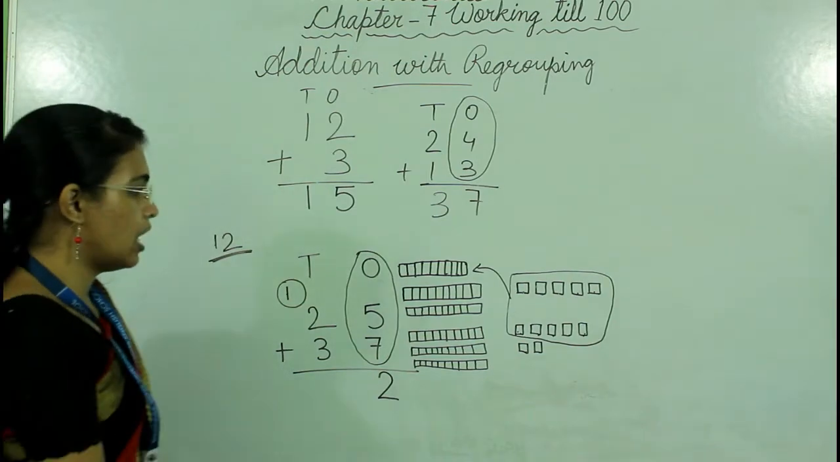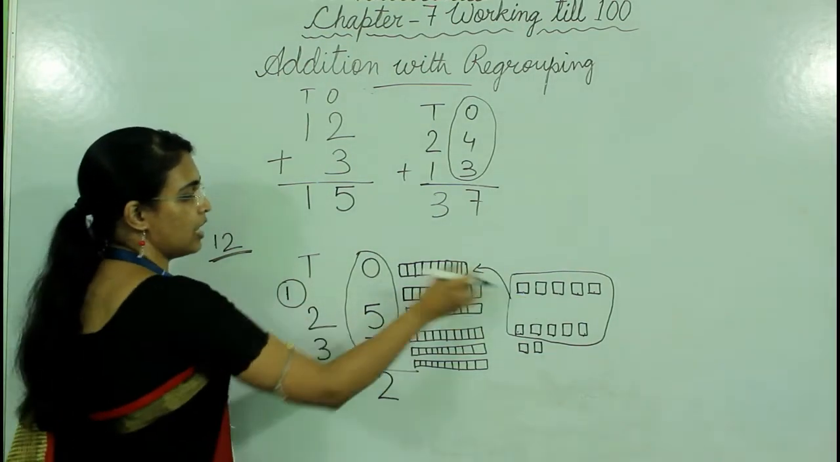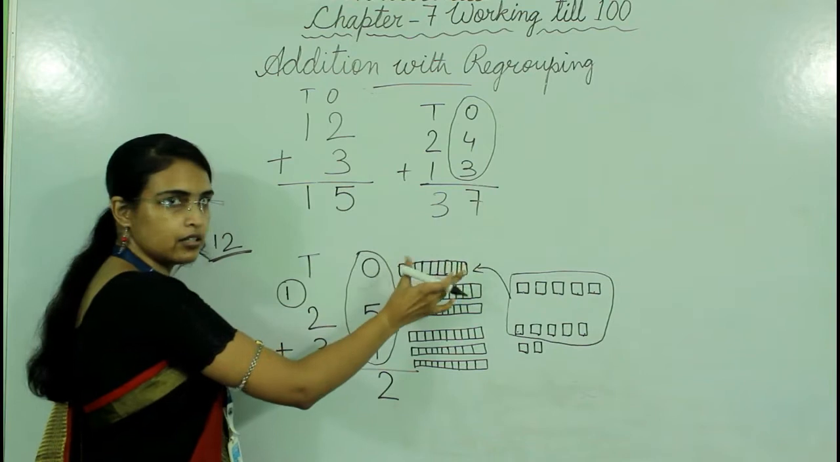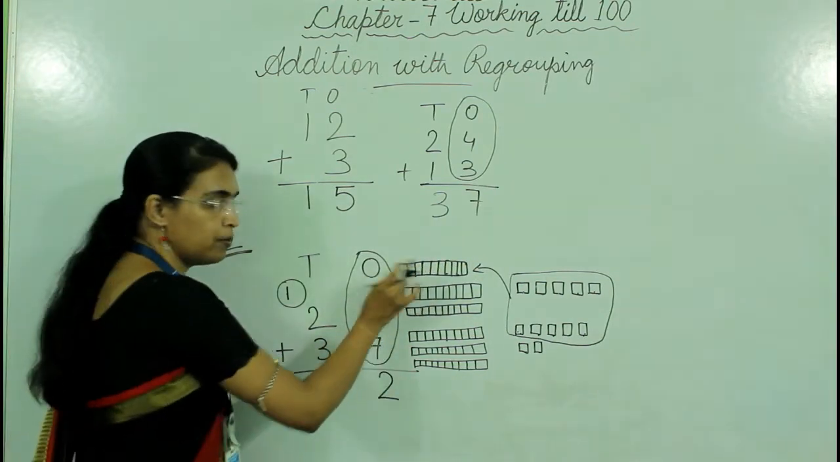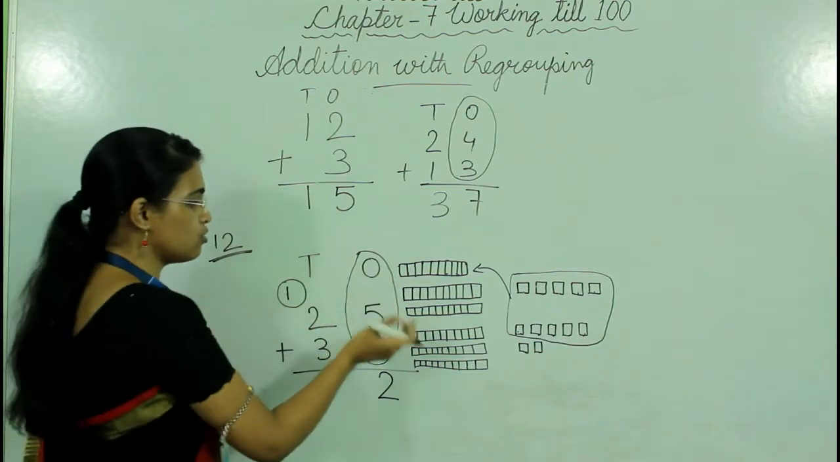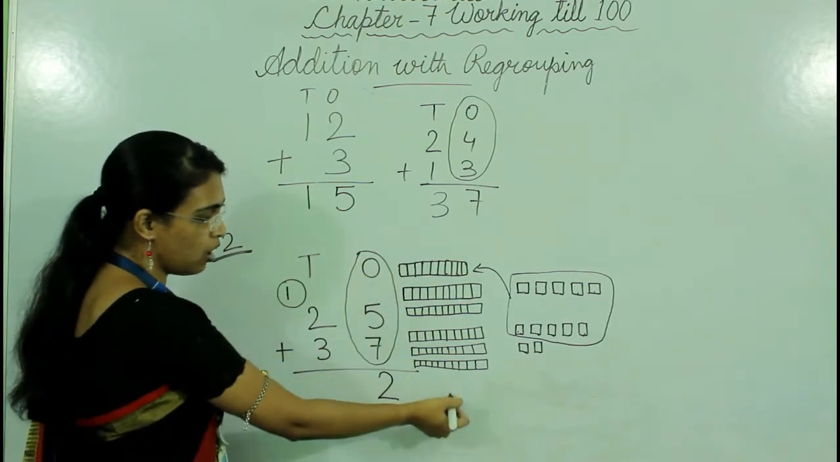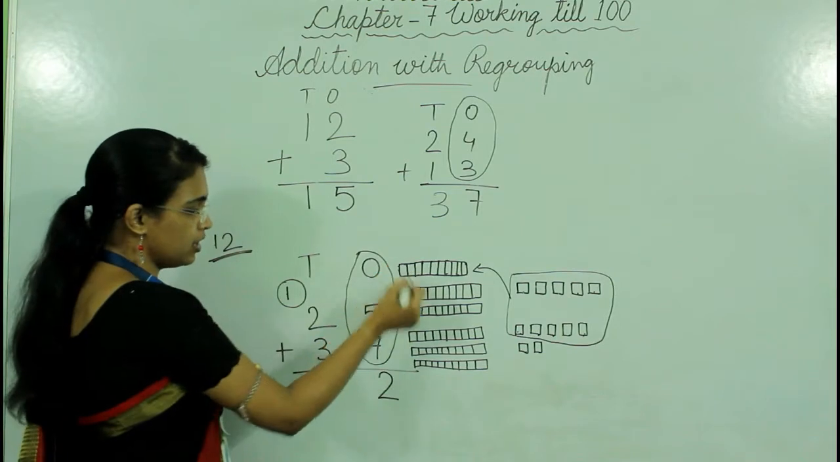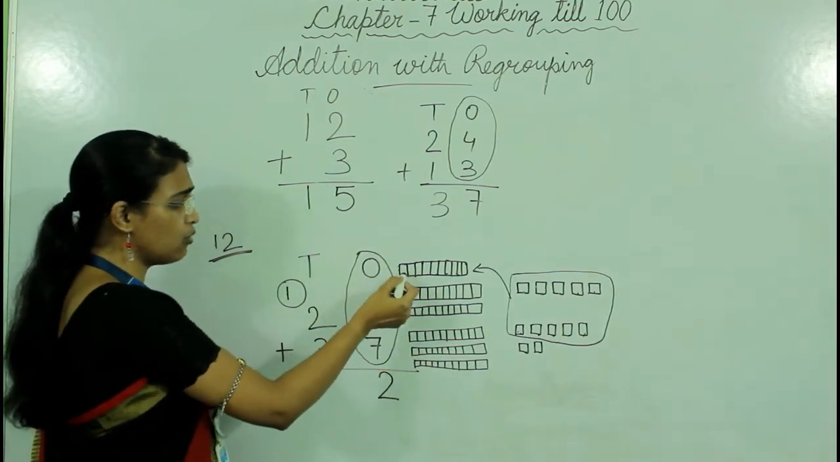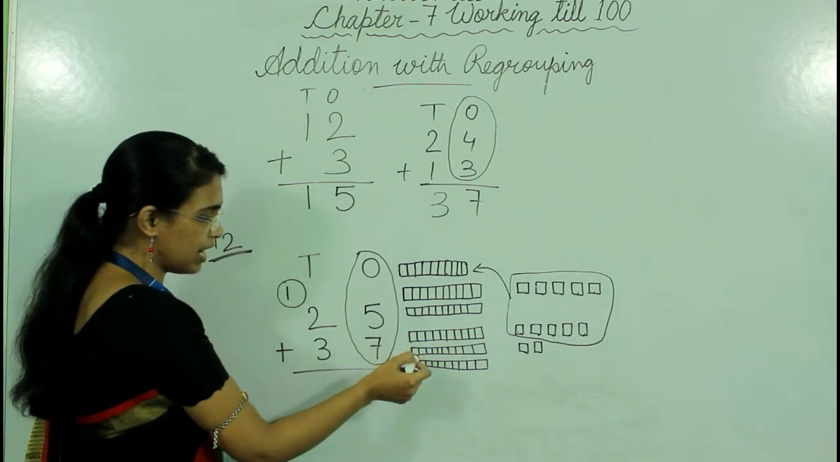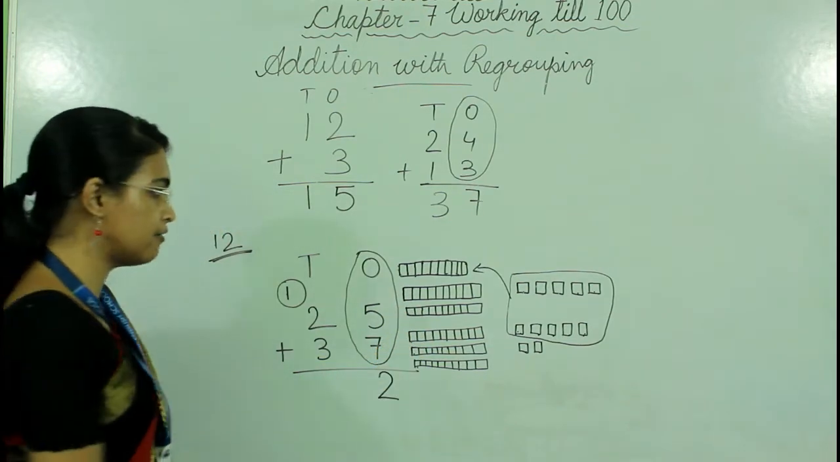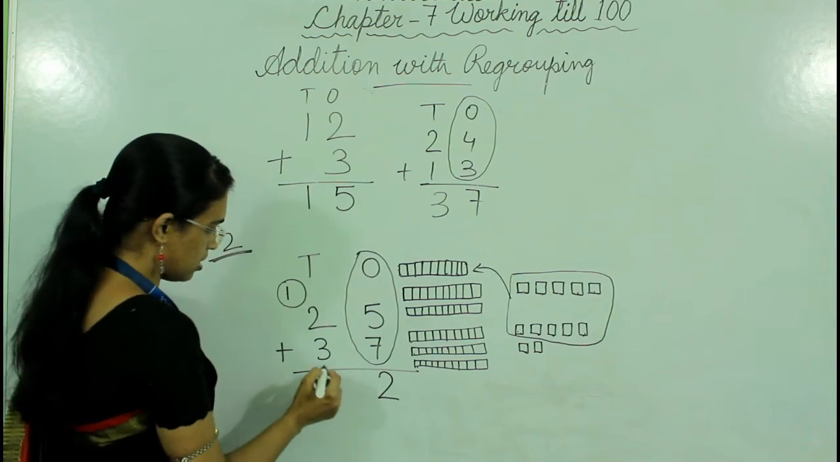Now after taking these ones and arranging them together to make a group of 110, what do we have to do? We have to count all these blocks from here to here. Now let's count 1, 2, 3, 4, 5, 6. So how many blocks do we have in the tens place? 6.